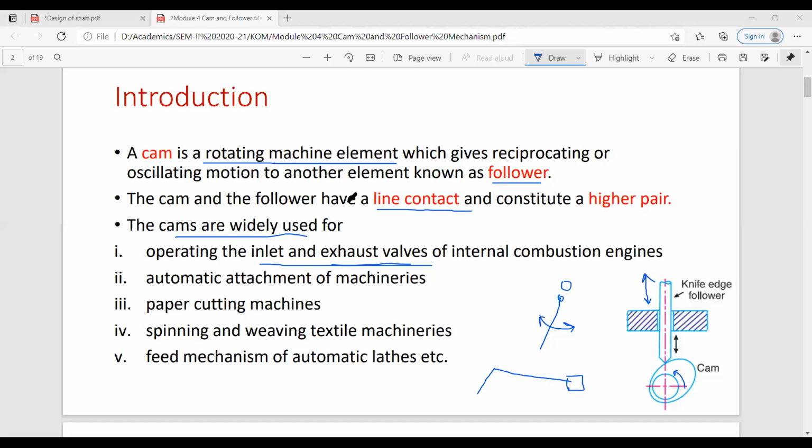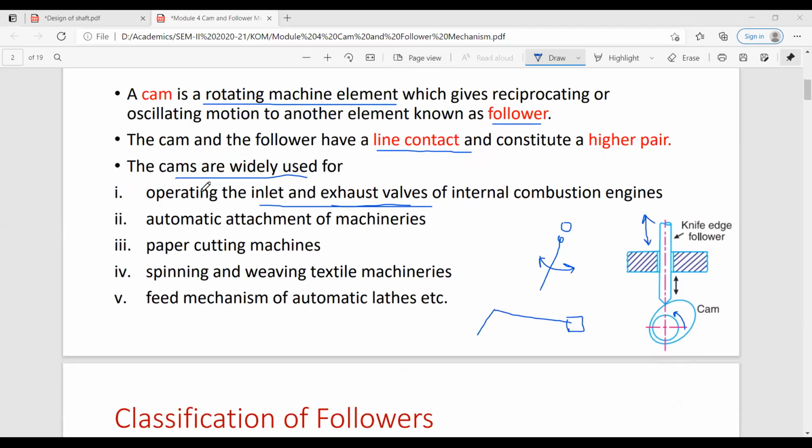Now let us start with, this is still running. Okay, are we back on presentation? Yes, sir. Okay, so it is about the introduction. Let us go to the next.